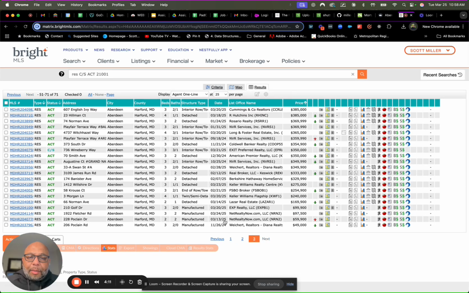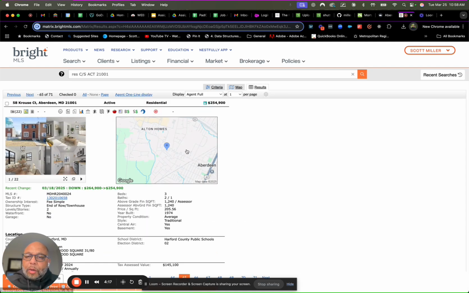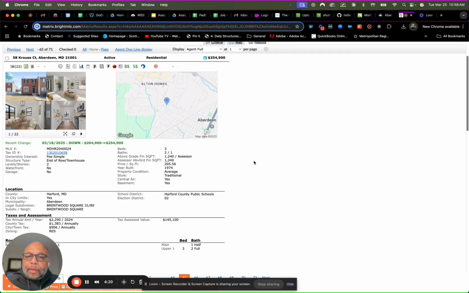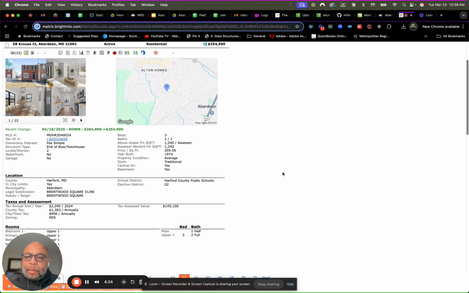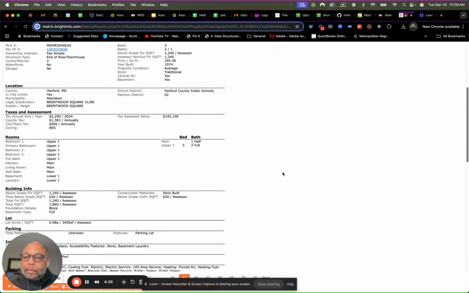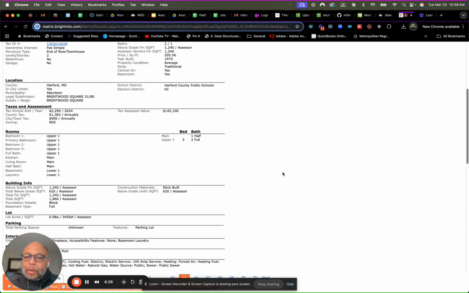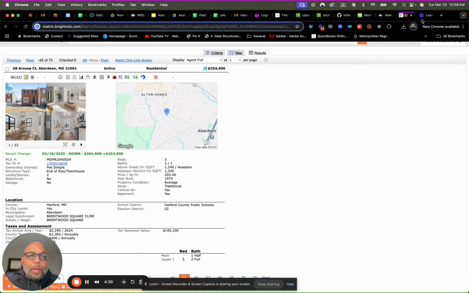trying to find something that's not brand new. All right, so let's find a smaller place, because I haven't done a smaller one. So let's look at 58 Krause Court. It's priced at $254. It's 3 bedrooms, 3 baths, 1,240 square feet, 620 below grade. No garage. Oops, there we go.